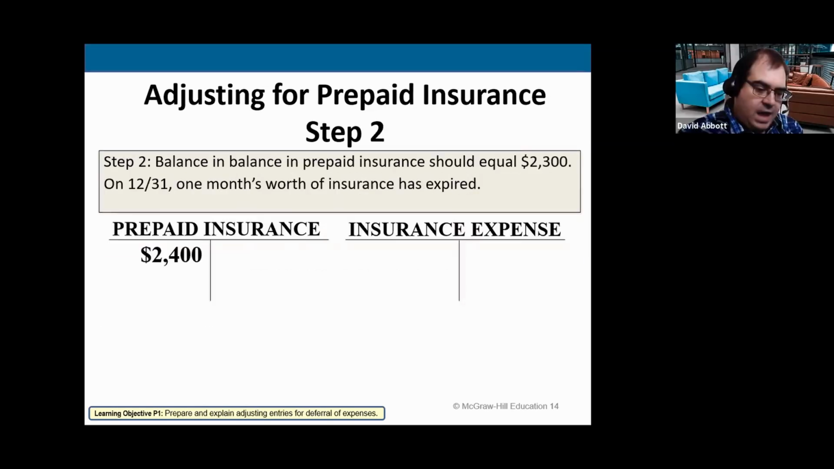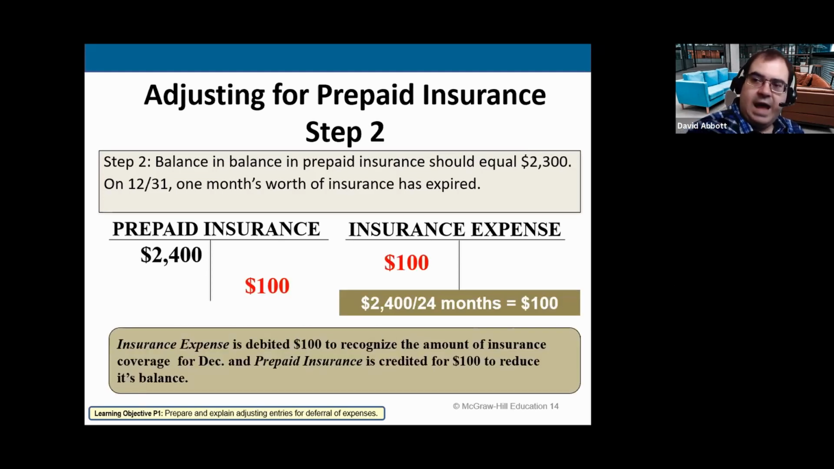As time passes, the benefits of the insurance gradually expire, and a portion of the prepaid insurance asset becomes an expense, as we said. For instance, 1 month's insurance coverage expires by December 31 of '19, right? Because they're going to use 1 month's worth in 2019. That expense is $100, or 1/24th of $2,400, and that should leave $2,300 of prepaid insurance that they have to use in 2020 and '21.